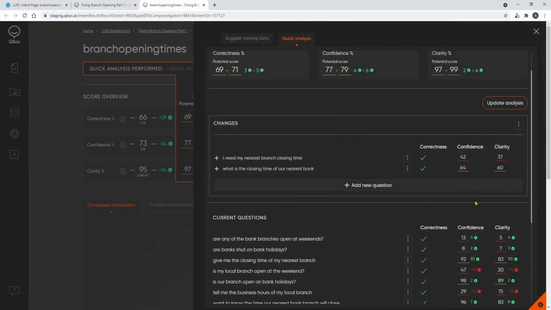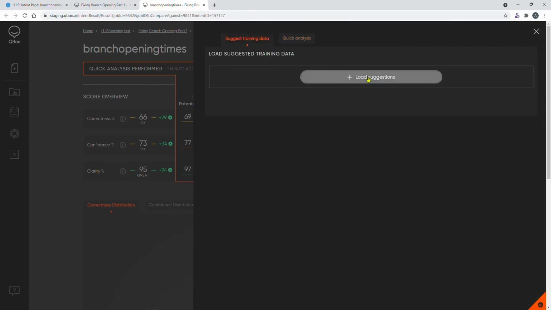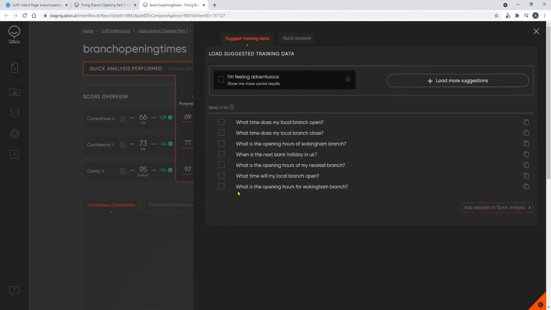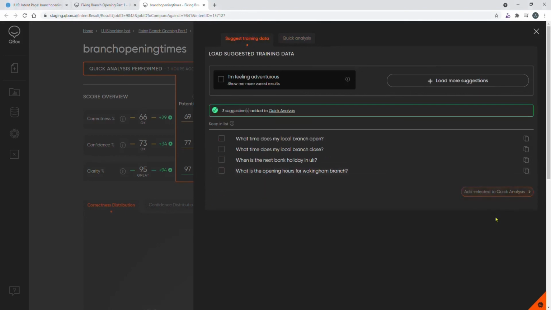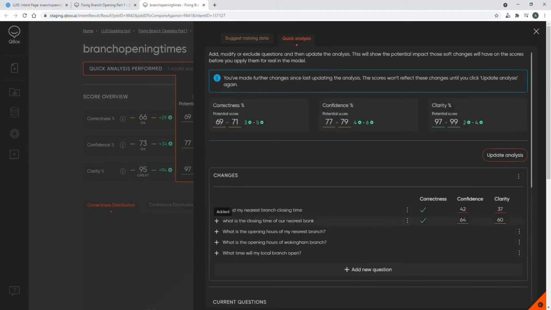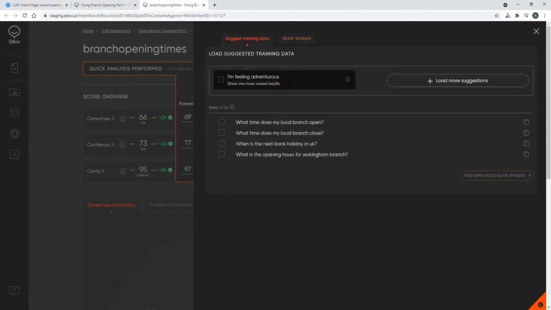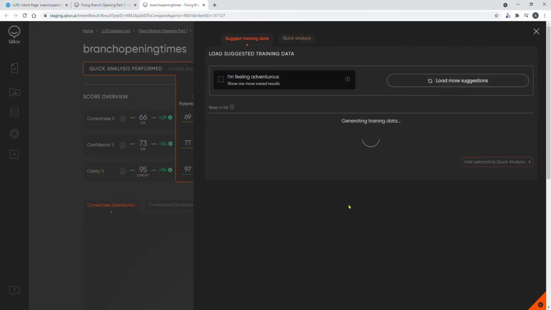If I'm struggling to come up with additional utterances, I can also use the Suggest feature here. So I would simply click on the Load Suggestions button. I'd wait for this to complete, which shouldn't take long. And then I can tick any suggestions that I want to add to my quick analysis, and I can run another quick analysis. I can also load more suggestions, and I can repeat the quick analysis and load more suggestions as many times as I want.